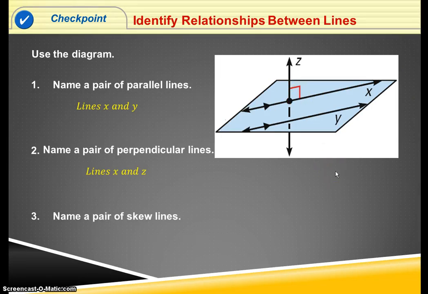Name a pair of skew lines. Hopefully you came up with Z and Y. Z is right here vertical, crossing X, but we already know that X and Y are parallel, which means they don't intersect. So this dot right here only intersects Z and X, so Y and Z never touch. Y and Z are skew.